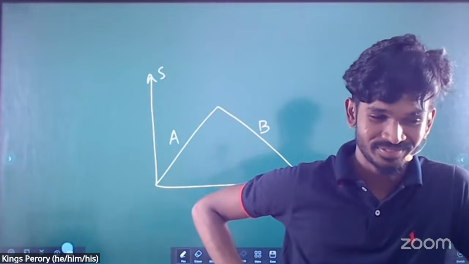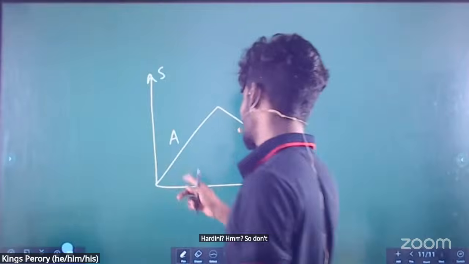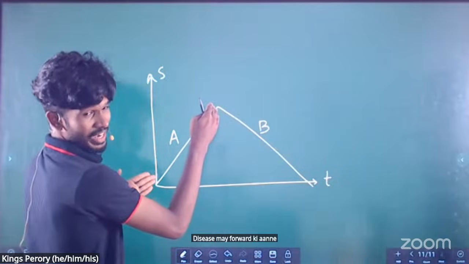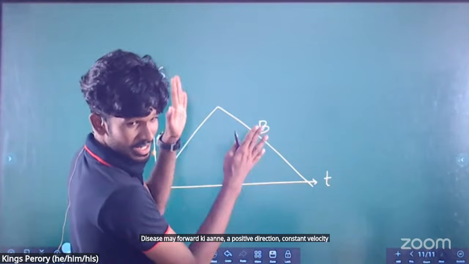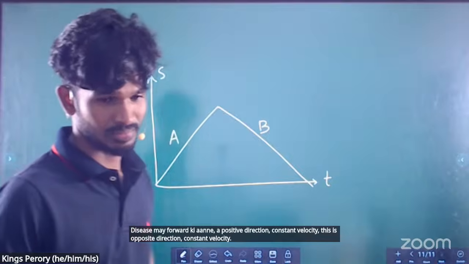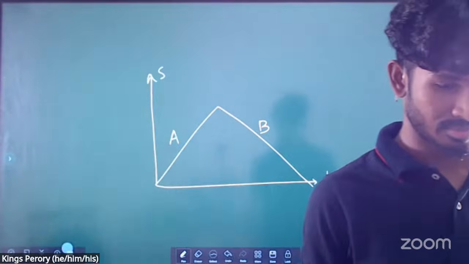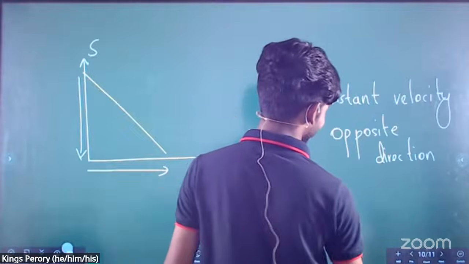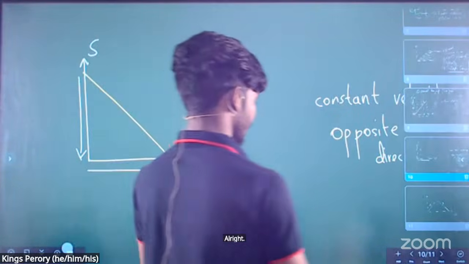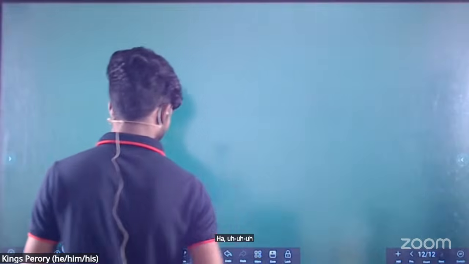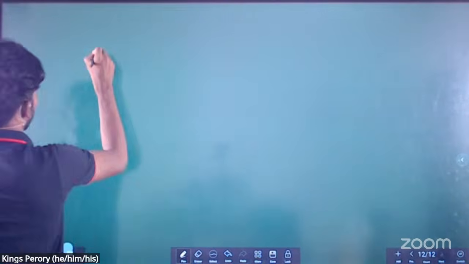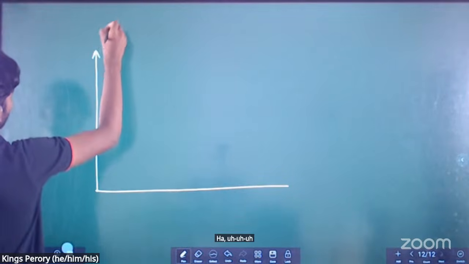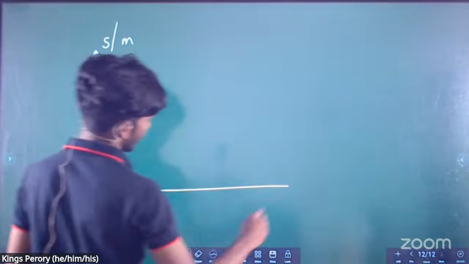So don't get confused. In the ST graph, this is forward, a positive direction constant velocity. This is the opposite direction constant velocity. Right. ST graph.